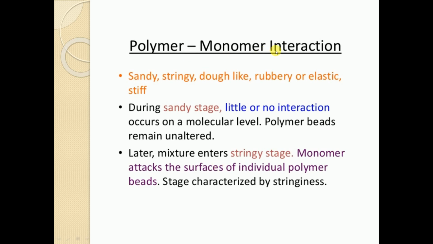Polymer monomer interaction: sandy, stringy, dough-like, rubbery or elastic, stiff. During the sandy stage, little or no interaction occurs on the molecular level. Polymer beads remain unaltered in this stage. Later, the mixture enters the stringy stage. Monomer attacks the surface of individual polymer beads, and the stage is characterized by stringiness.